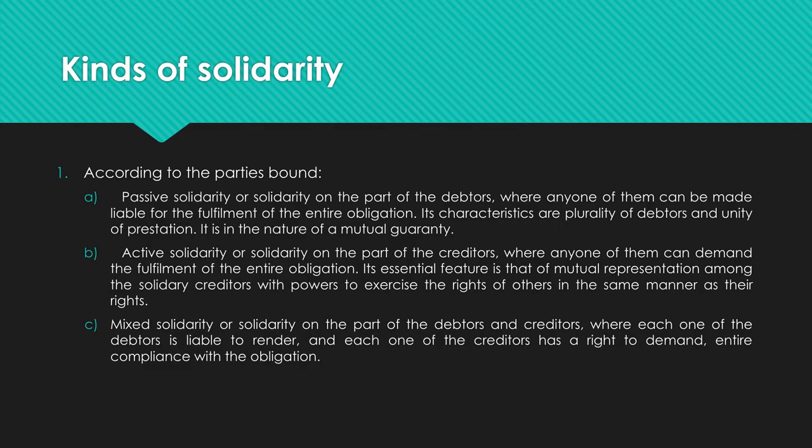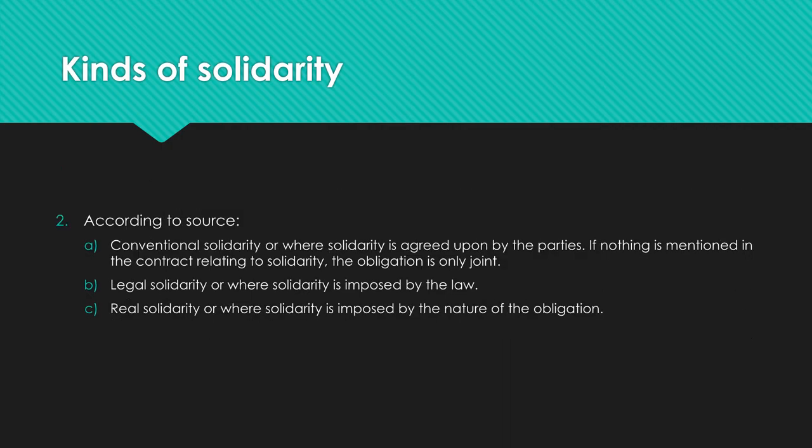Okay. Next, according to source: conventional solidarity, where solidarity is agreed upon by the parties. If nothing is mentioned in the contract relating to solidarity, the obligation is only joint. Again, as expressly stated in 1207, we can only call an obligation solidary when it expressly says so, or when it is required by law, or when by the nature of the obligation it is not divisible. Legal solidarity, where solidarity is imposed by law, and real solidarity, where solidarity is imposed by the nature of the obligation.